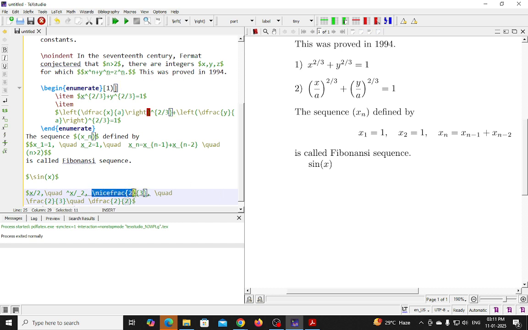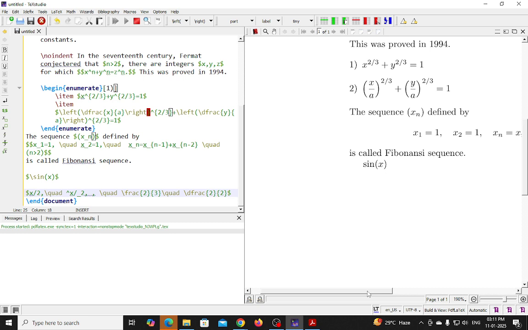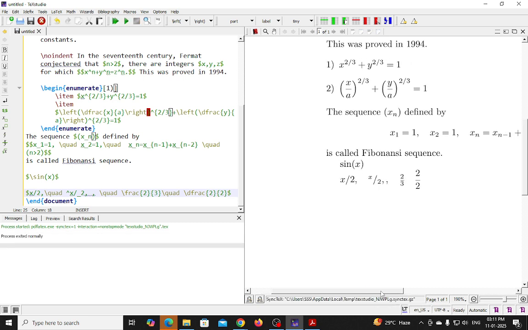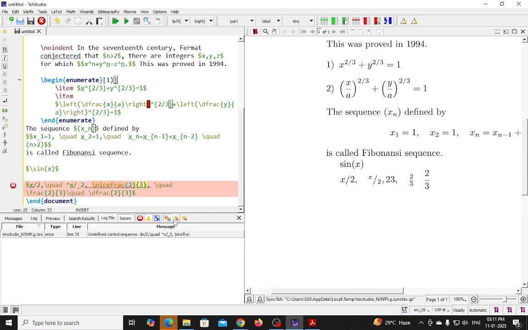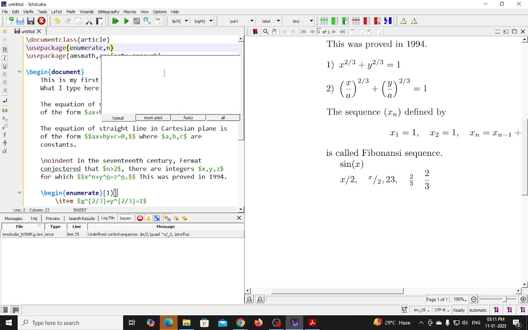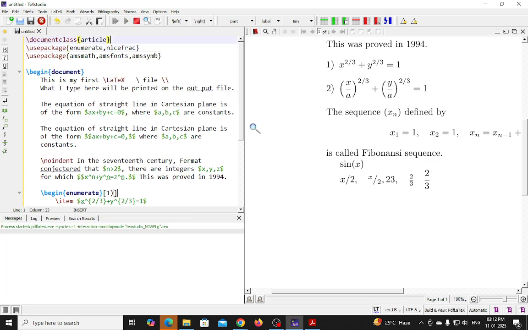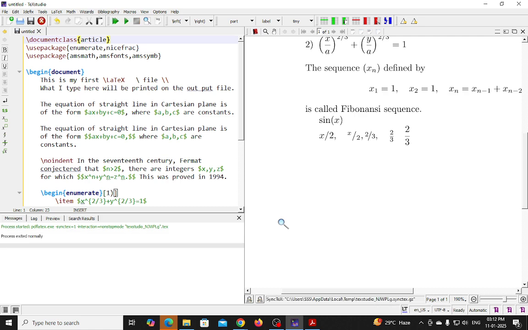For the time being I will remove this because I am getting orange color, meaning some error related to that. First I will compile the remaining part and I will include that. Now see, we are getting all the fractions, only here it is 2 by 3. If I include this one, I may get an error because we are having orange. Yeah, so for this I have to include the package nicefrac. Now I will compile. Now see, the third one is coming.